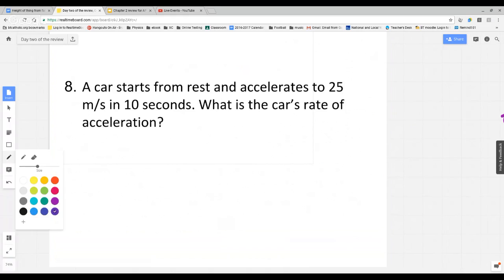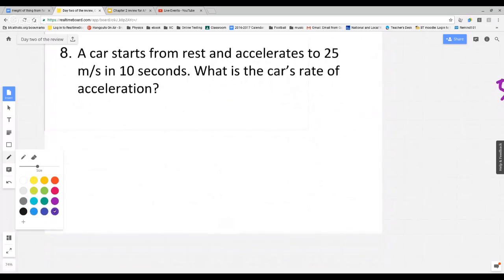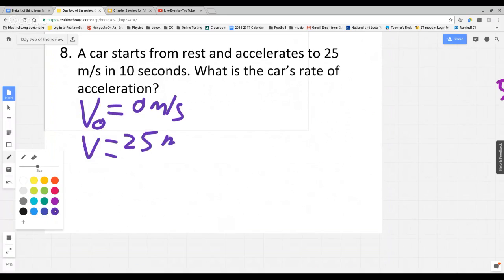So this is where we point out what you have for your variables. What is rest? It is v naught, which is 0 meters per second. And then v is 25 meters per second, and then a equals what we want, right? And then t is 10 seconds. Which equation are we going to use? Probably the fourth equation.